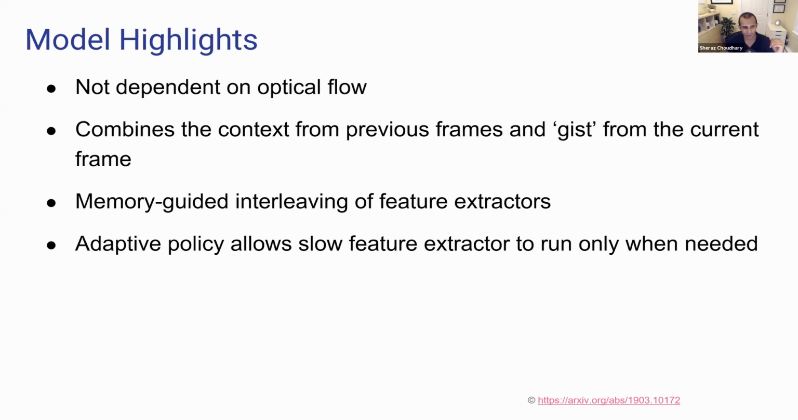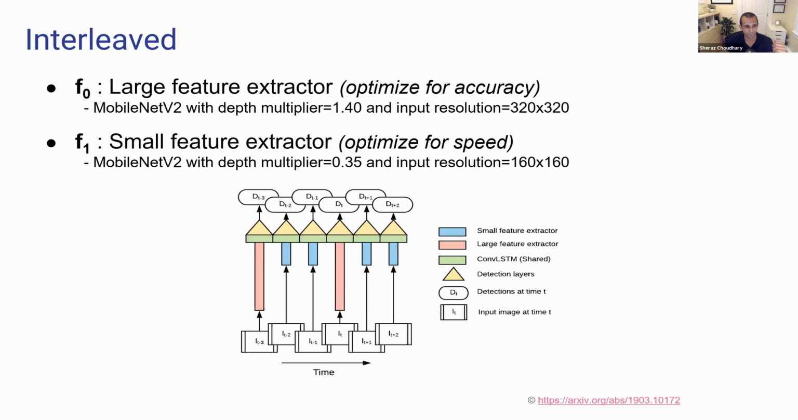The model highlights: this model is not dependent on optical flow. It combines the context from previous frames and the gist from the current frame to do object detection. It uses the memory-guided approach where it interleaves a number of different feature extractors. And it uses an adaptive policy to decide which feature extractor to run, like whether it should run the slow, accurate one or it should run the fast one that isn't as accurate.